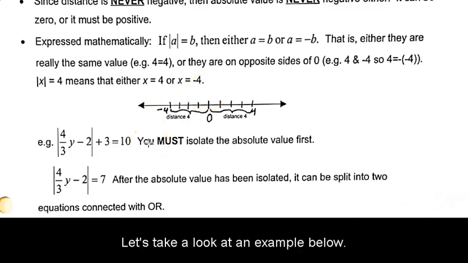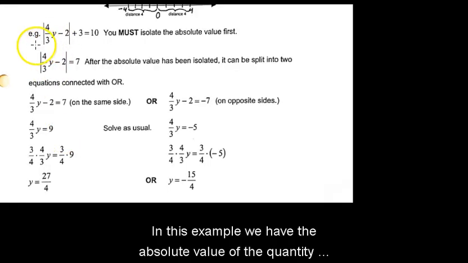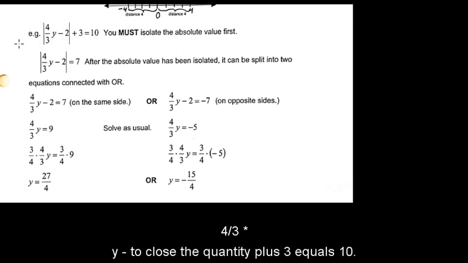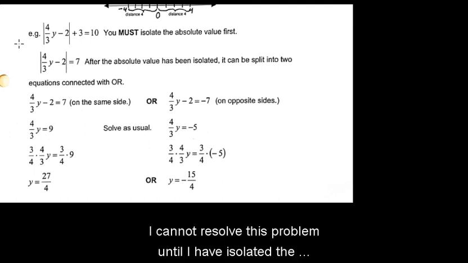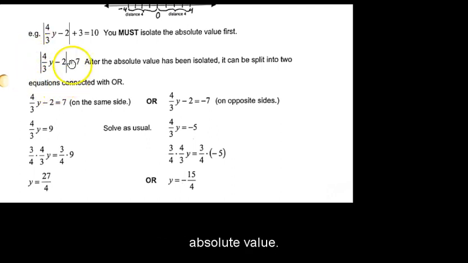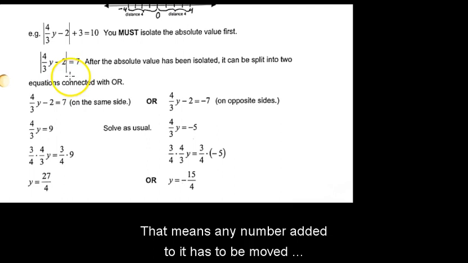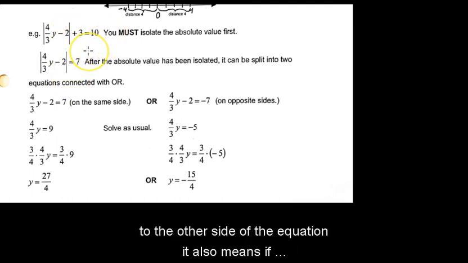Let's take a look at an example below. In this example, we have the absolute value of the quantity 4/3 multiplied by y minus 2, close the quantity, plus 3 equals 10. I cannot resolve this problem until I have isolated the absolute value. That means any number added to it has to be moved to the other side of the equation.